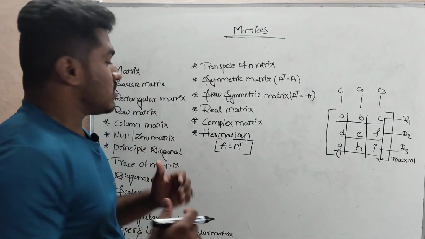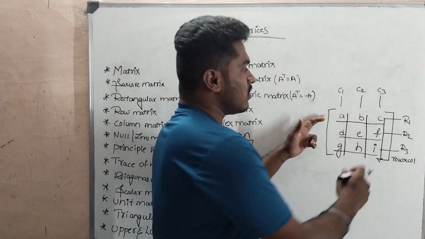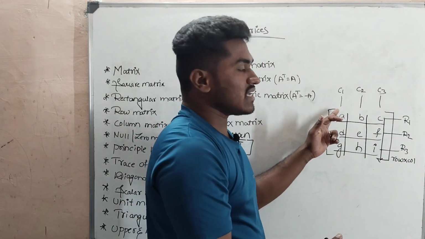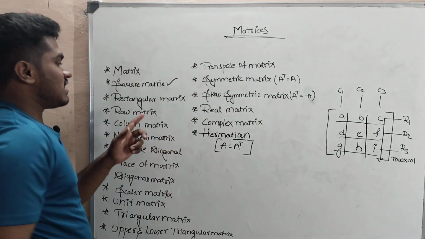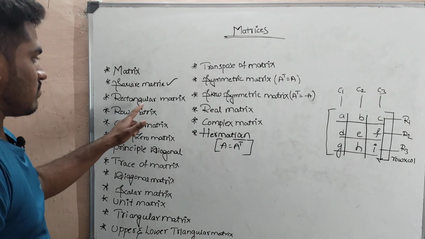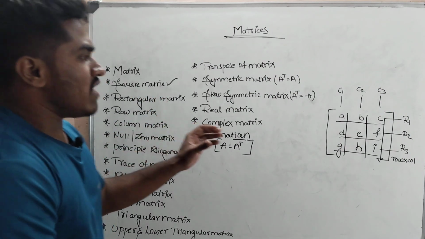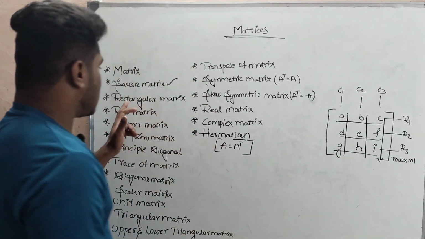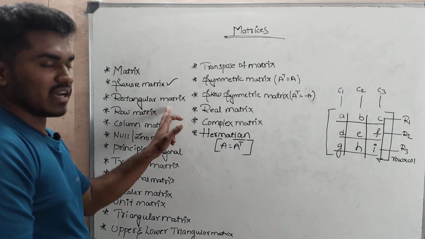The square matrix is nothing but whenever we have the number of rows equal to the number of columns. In that case, that matrix is said to be a square matrix. And then we'll discuss the rectangular matrix. A rectangular matrix is when the number of rows is not equal to the number of columns, in which case that particular matrix is said to be a rectangular matrix.